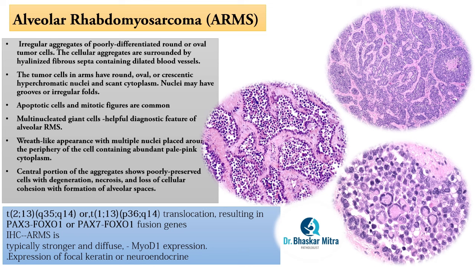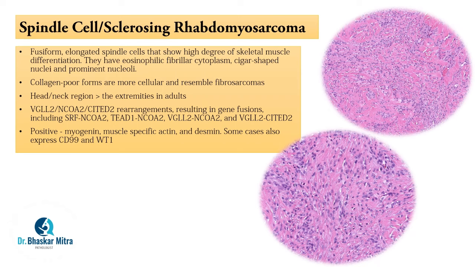I am not going into the details of this, but a few things I would like to highlight. It is the typical characteristic pattern of cellular aggregates surrounded by hyalinized fibrous septa containing different blood vessels. There may be strong positivity for myod1 expression among these cells. They are showing this myogenic differentiation, and the rhabdomyoblasts can be seen.